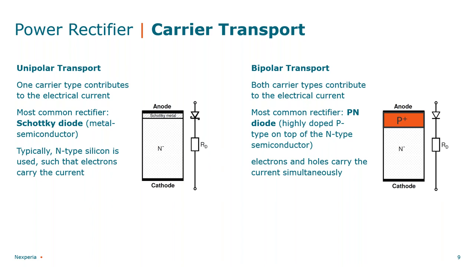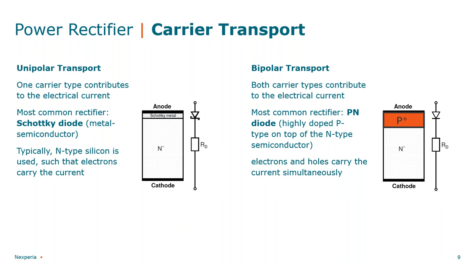If we recall our learnings from the first session, we already know that those kinds of structures, so metal-semiconductor and semiconductor-semiconductor, enable Schottky diodes and PN diodes respectively, and also determine their static behavior, so their VF, their forward voltage drop, their breakdown voltage, their leakage current. But we can now also link those structures to their transport characteristics. So again, Schottky diodes correspond to unipolar transport, and PN diodes are correlated to bipolar transport.